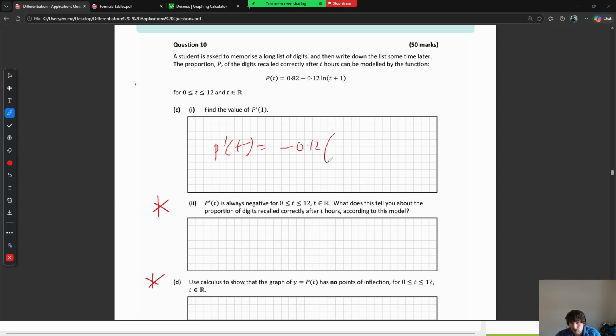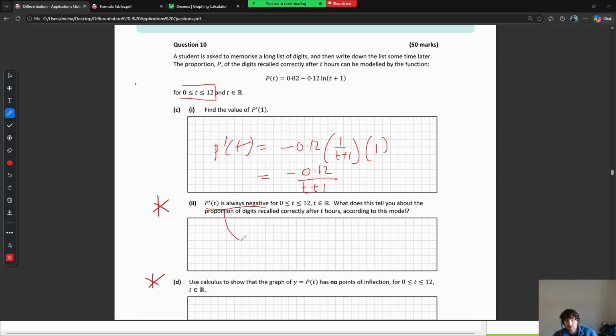The derivative of this is 1 over what's in there, multiplied by the derivative of what's in there. The derivative of t plus 1 is just 1. So the derivative works out as minus 0.12 over t plus 1, and t is always greater than 0, so this thing is always negative. We could have worked that out for ourselves. Anyway, what does this tell you about the proportion of digits?